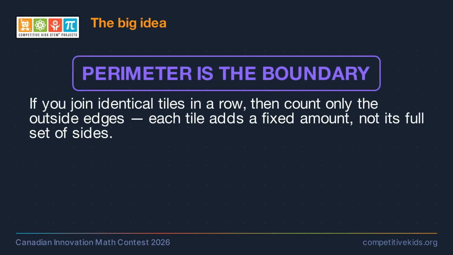If you join identical tiles in a row, then count only the outside edges, because each tile you add shares an edge and adds a fixed amount, not its full set of sides. Look for a shape made of joined tiles.